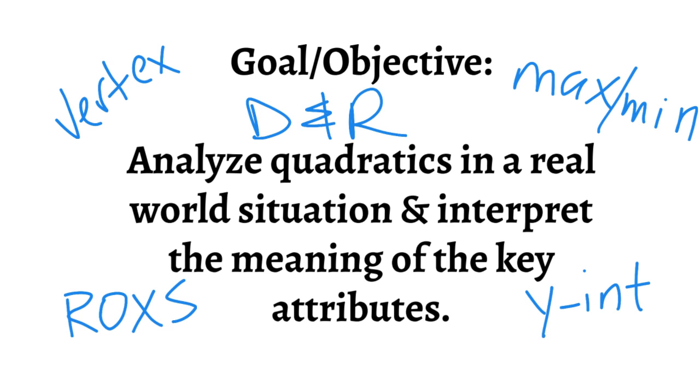Okay, we'll do an example of a real-life situation, analyze all of these different attributes and how they pertain, how does this quadratic make sense in real life, and what is the meaning behind it.